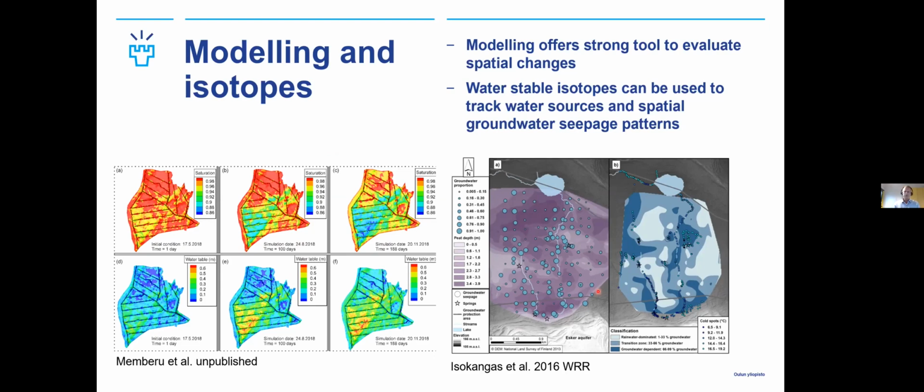We can use isotopes as well to see the groundwater influence. This is one example where we have an aquifer here, which is pushing groundwater to the peatland area, and just by sampling the pore water in the peatlands, we can start to identify the locations where groundwater is playing a higher role in the peatland hydrology. Especially from the restoration point of view, this gives a lot of information on where, for example, ditch blocking or some other actions need to be done.